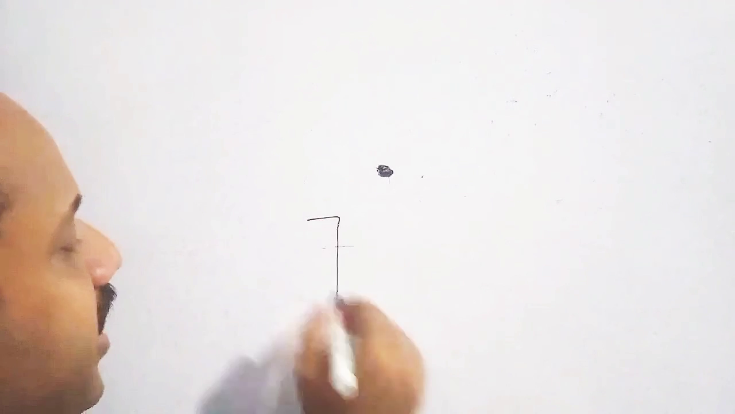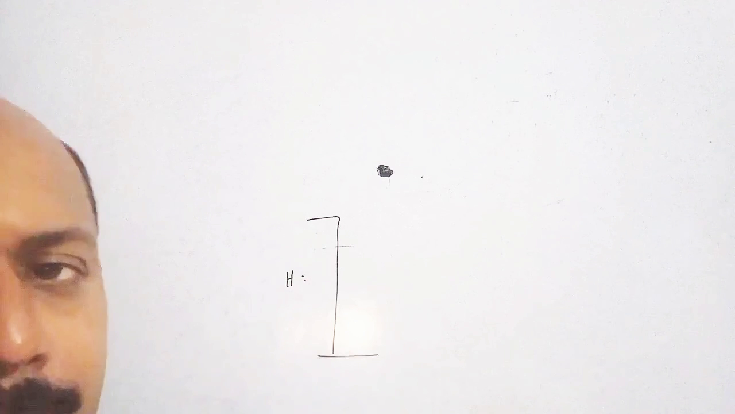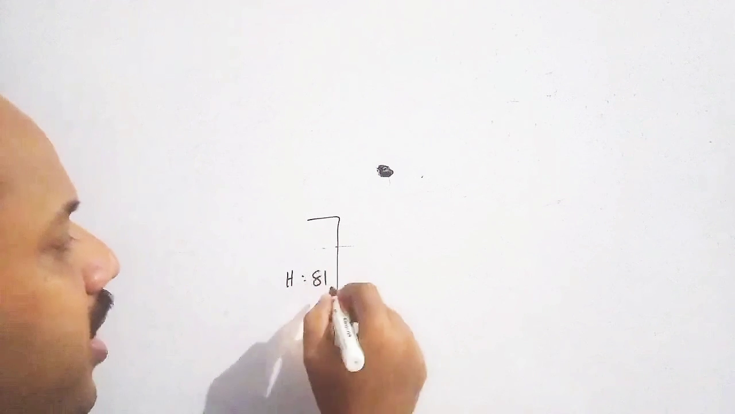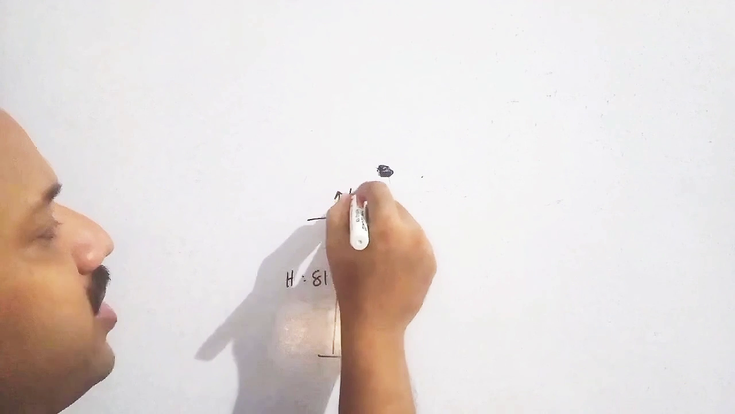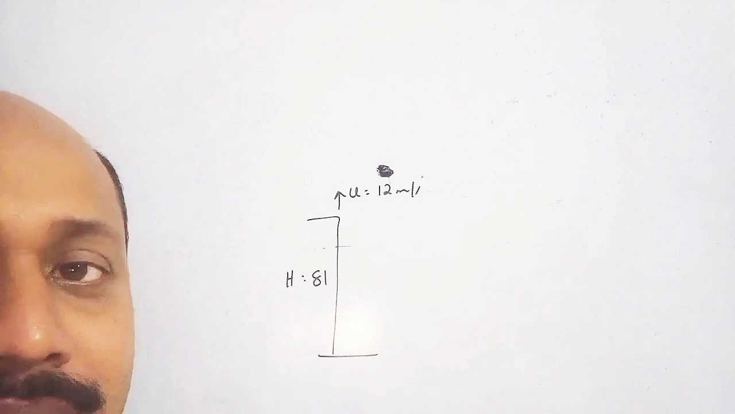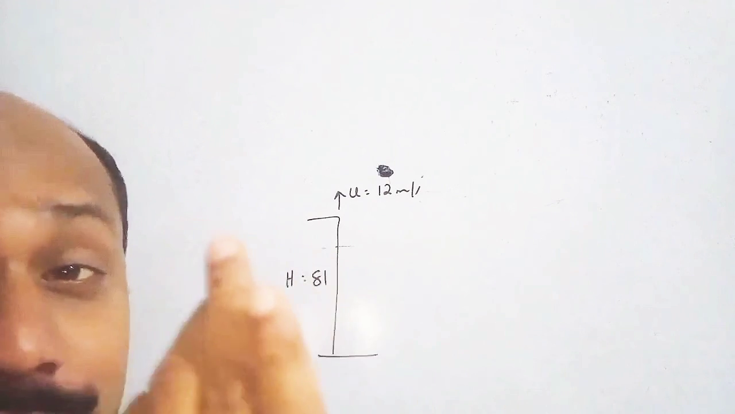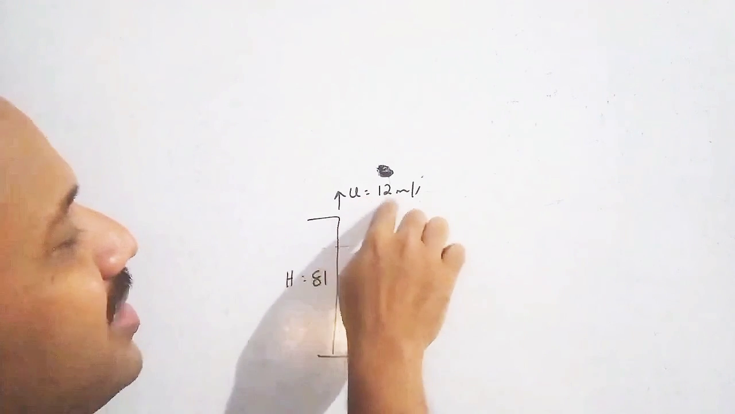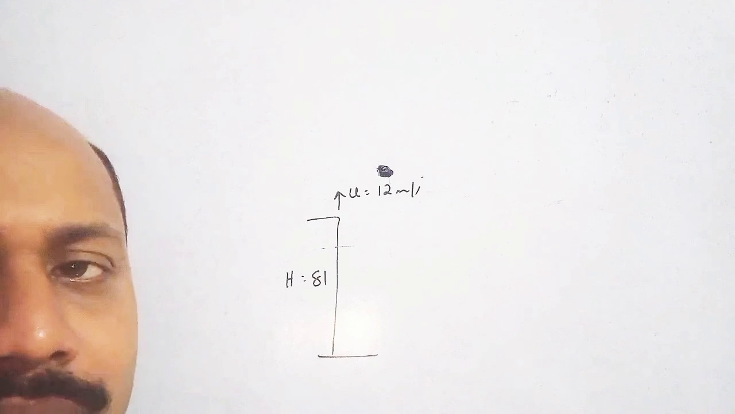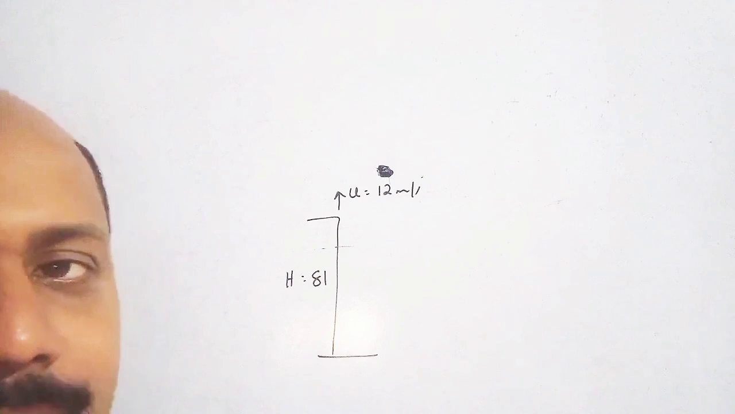In that case, it is moving upwards from a height h. H is equal to 81 meter. From here, an object is released, not thrown up. The balloon is moving with an upward velocity of 12, so at the moment of releasing, its initial velocity is 12. That's why it's taken like that. The body will reach the surface of Earth in some time. We have to find the time.